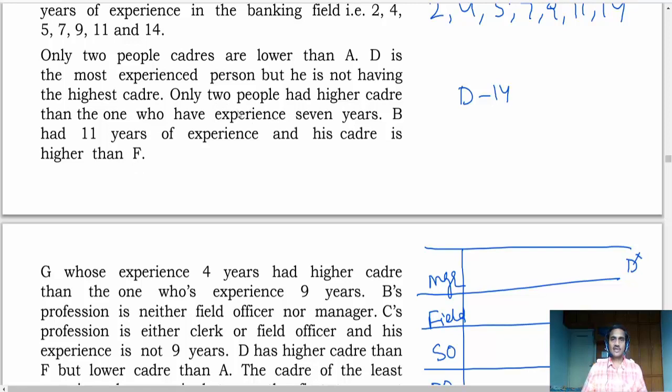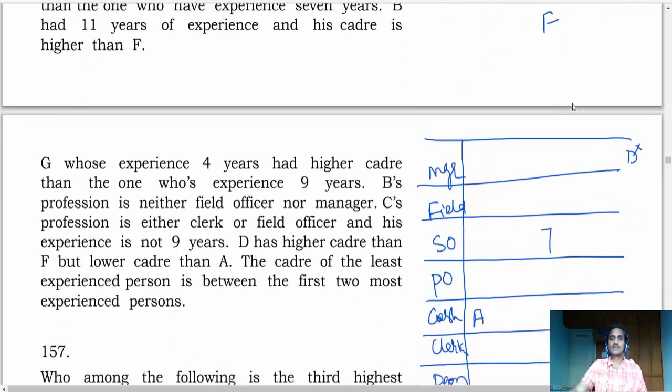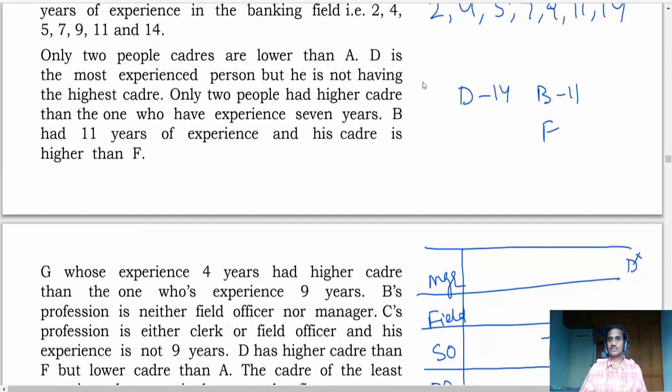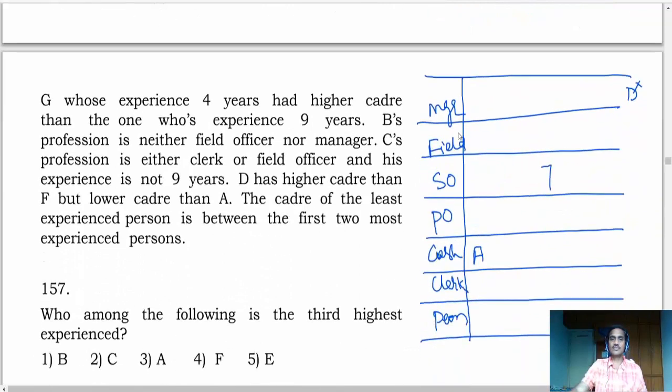Only 2 people had higher cadre than the one who has experience of 7 years. So only two have higher cadre than 7 years: field officer and manager. And B had 11 years of experience and his cadre is higher than F. B 11 and cadre is higher than F. B and F. Now in the first paragraph, this is the information we need to write down. D 14, B 11 greater than F.